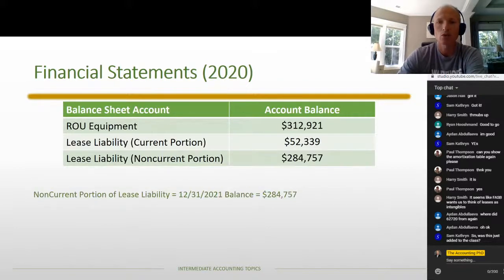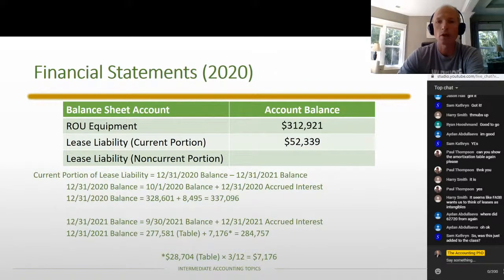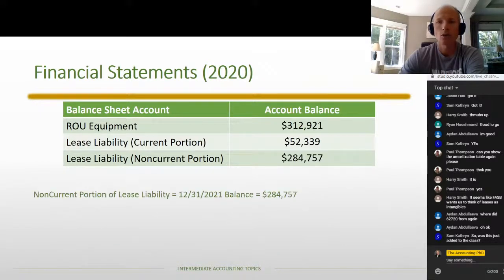12/31/2021 balance. That went the wrong way. The $284,757, which is near the bottom there. So the current portion is the difference between the two, and the non-current portion is just the 12/31/2021 balance, which is $284,757. So this is actually how the company would report its lease liabilities on its financial statements. Again, a little complicated, not testable, but I wanted to walk you through it. So if you want to really learn this, you can go more slowly through it on your own later.